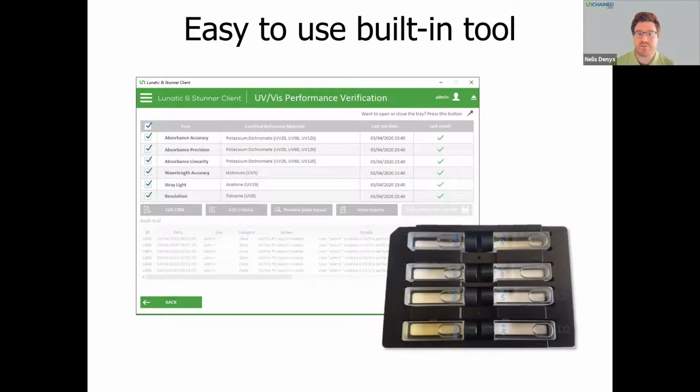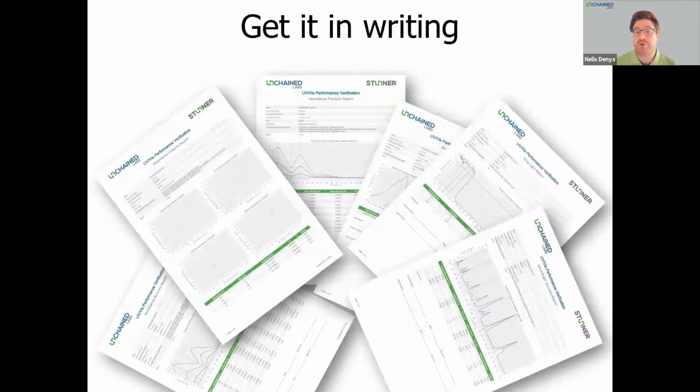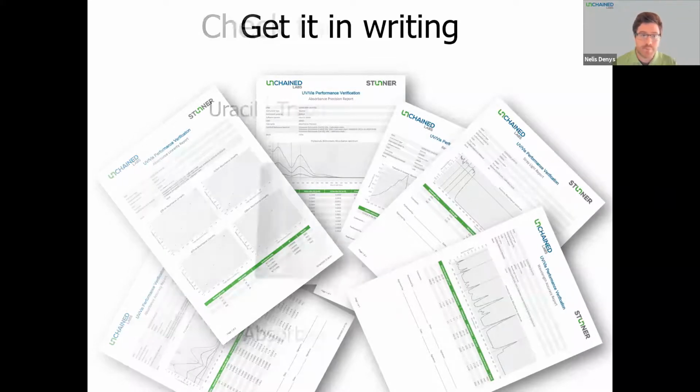Lunatic software advises the user on which cuvettes to use for each test and analyzes the results automatically, giving a simple pass-fail check at the end. It will maintain an audit history of when each test was done, whether the instrument passed, and reports detailed results for review after each test, all to help you easily validate Lunatic for your downstream processes.